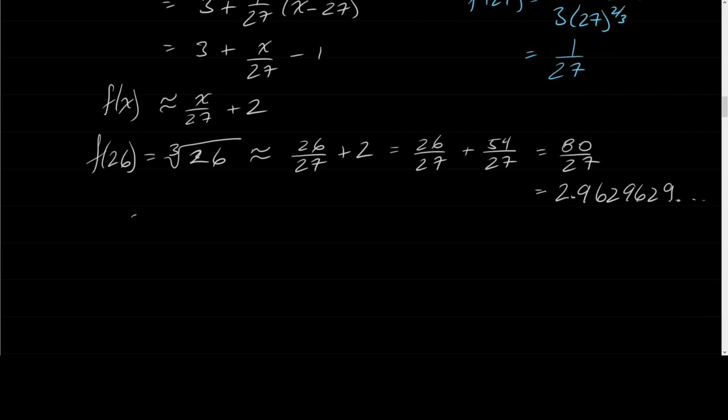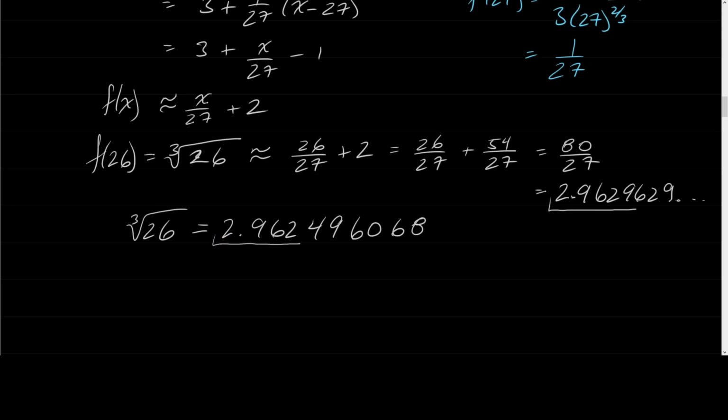But what is the actual cube root of 26? The actual cube root of 26 is 2.962496068. So in here, we see that our approximation was actually pretty good still: 2.962, 2.962, three decimal places. Well, yeah, because 26 is pretty close to 27.